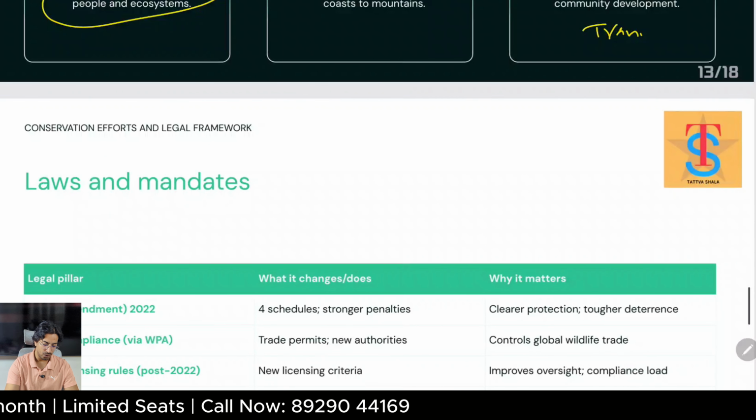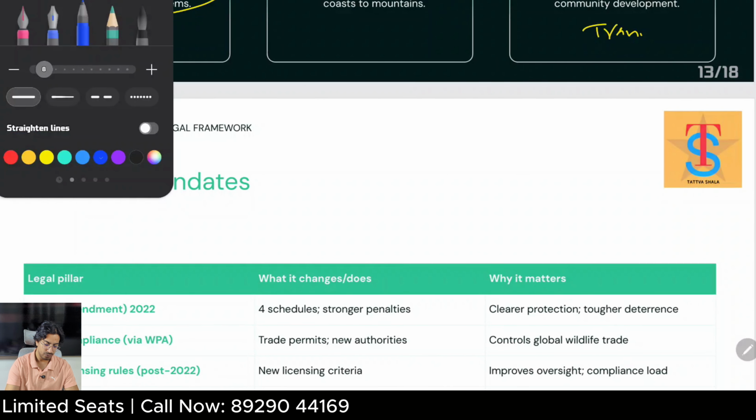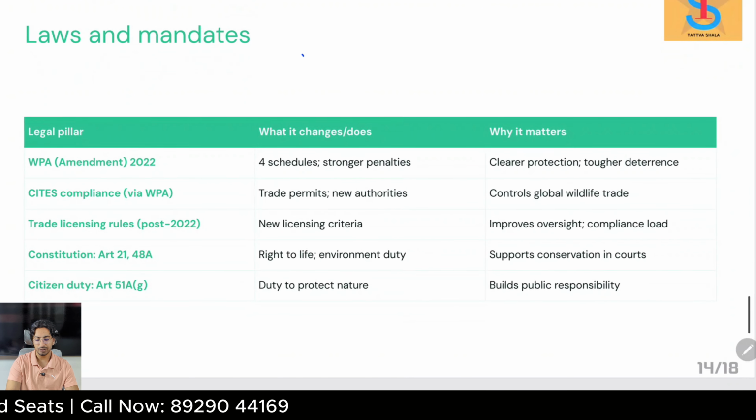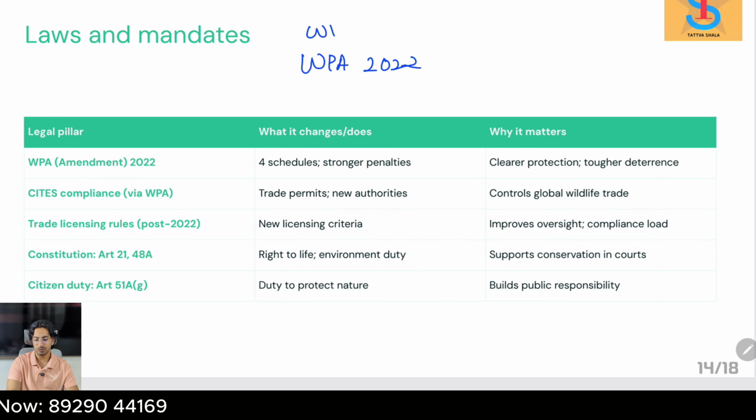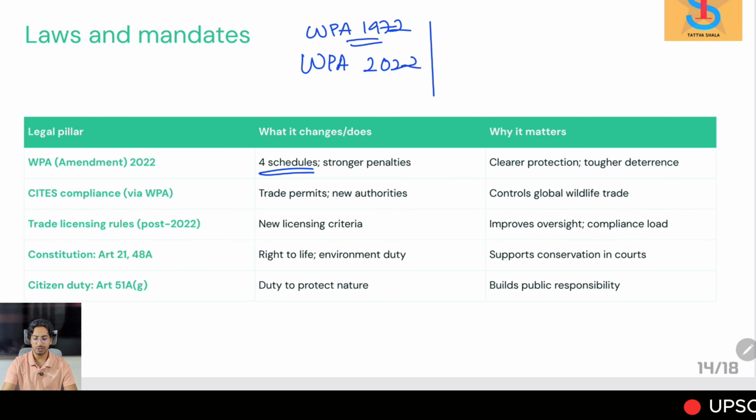Next, let's see laws. Next law is the Wildlife Protection Act. Now, the Wildlife Protection Act was amended in 2022. The earlier act was the Wildlife Protection Act 1972, right? Here, what are the changes which were brought in from 1972 to 2022? 4 schedules have been included. Earlier there were 6 schedules. Now we have only 4 schedules, right?